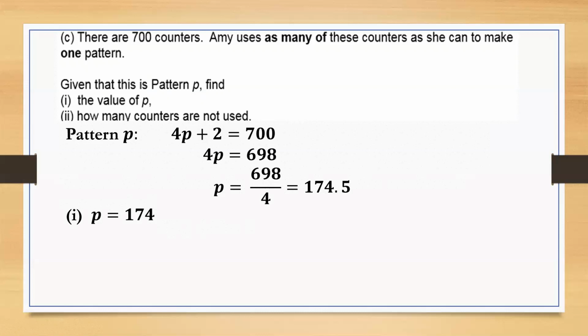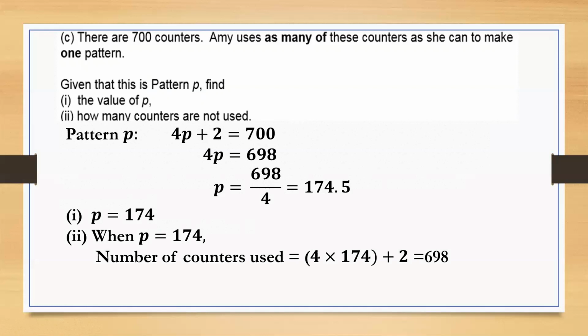Now we need to find how many counters are not used. When P equals 174, the number of counters which are used will be 4 times 174 plus 2. That is 698. So the number of counters which are not used will be 700 minus 698, which is 2.